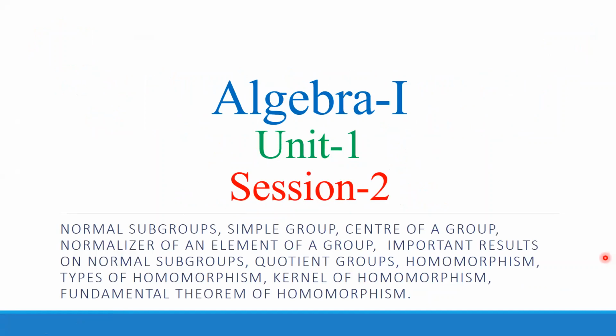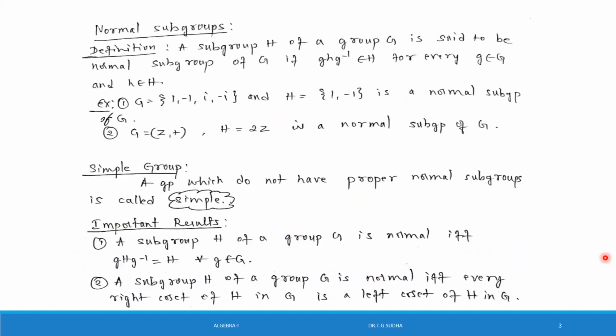In this session of Algebra 1, Unit 1, Session 2, let us discuss or recapitulate normal subgroups, simple group, center of a group, normalizer of an element of a group, important results on normal subgroups, quotient groups, homomorphism, types of homomorphism, kernel of homomorphism, fundamental theorem of homomorphism. Let us begin with the definition of normal subgroups.